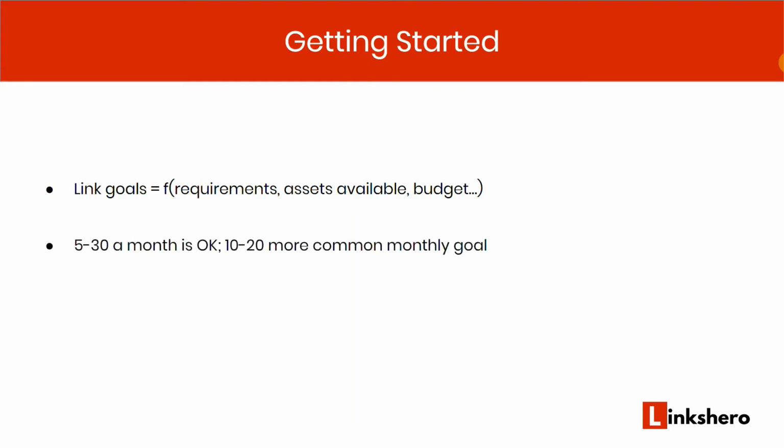So here are some numbers to give you. Basically 5 to 30 links a month is considered to be okay. That of course depends on the size of the website. Sometimes you might be all right with just 1-2 links a month. Sometimes you need like 50. Of course, depends on the month. But the norm that we see our clients really ordering is anything from 10 to 20 backlinks. And that's a more common monthly goal.